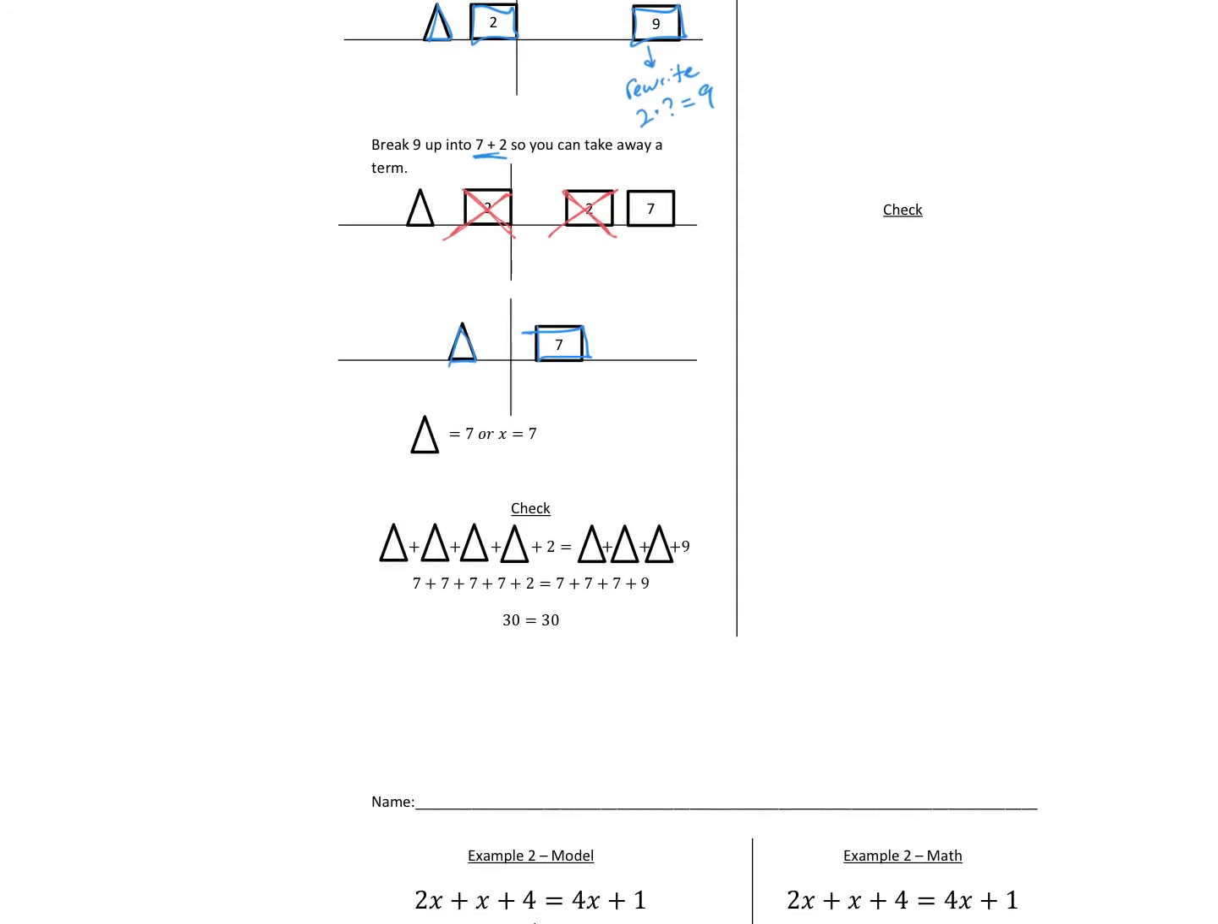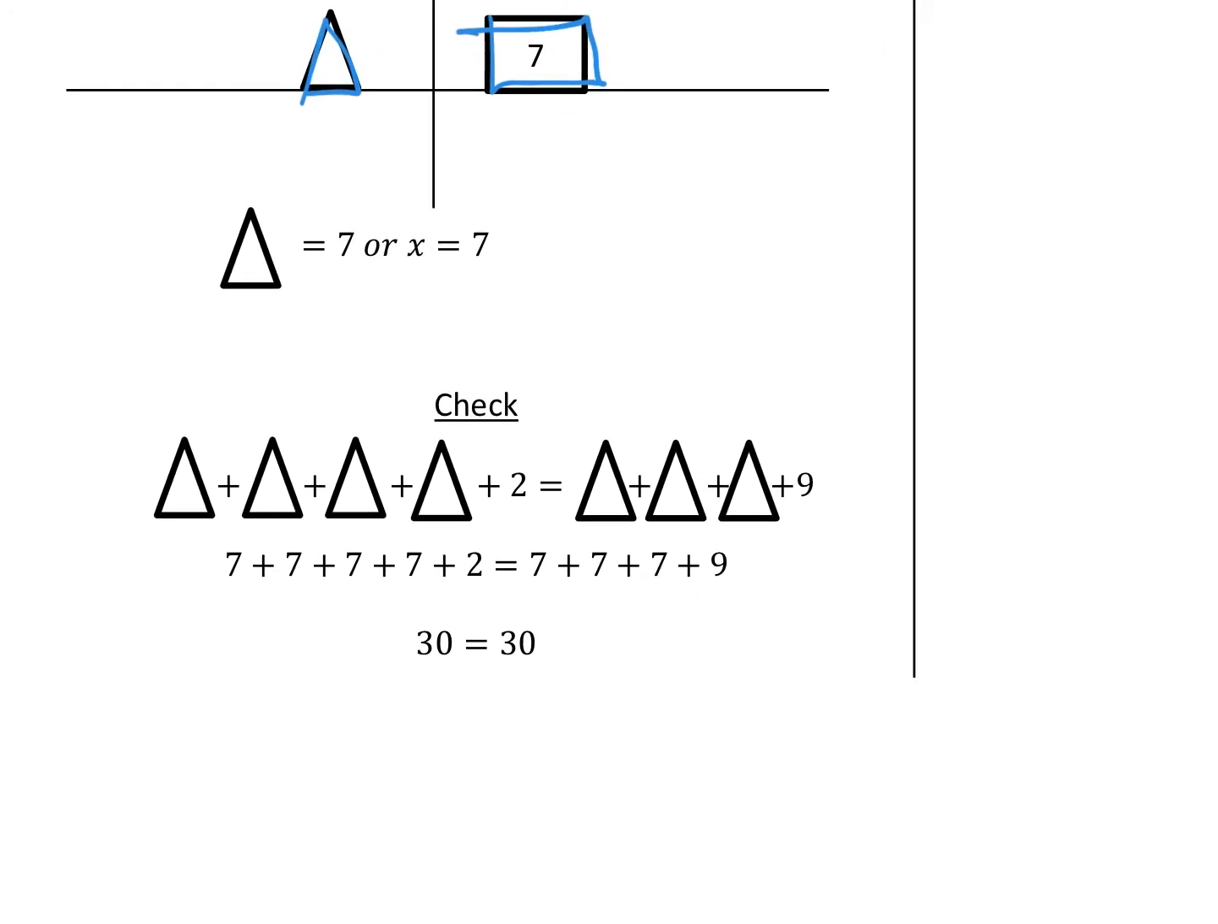Checking is just the same as yesterday. Step 1, start off with what was represented on the scale. So I had 4 pawns and a number 2 on the left, and then 3 pawns and a number 9 on the right. Then I plug in my 7s for the pawns. So on the left side, I have 7 plus 7 plus 7 plus 7 plus 2. And on the right side, I have 7 plus 7 plus 7 plus 9. And then I'm going to use my calculator to add both sides. And in doing so, I see that both sides are equal to 30. So it does indeed check out.